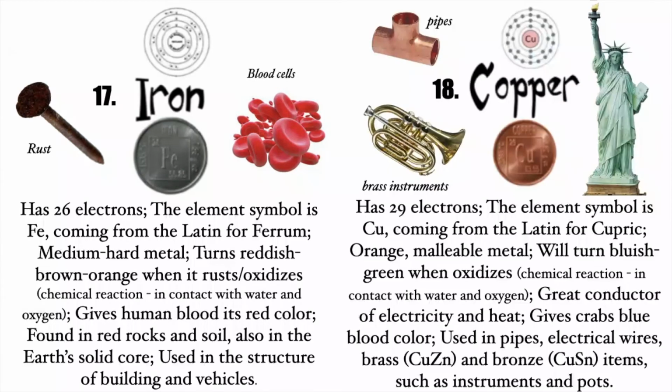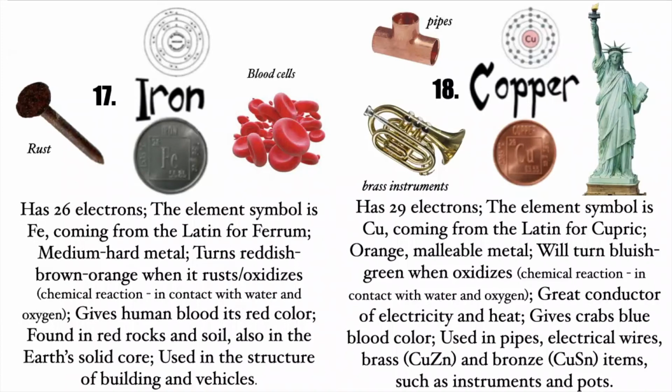Now we have copper, and copper has 29 electrons. The element symbol also comes from the Latin, cuprum. It's an orange malleable metal. Remember, malleable refers to being able to be pounded down or shaped into something, whether it's for wires, to conduct electricity. Just like iron, it will oxidize. It will turn a bluish green color.